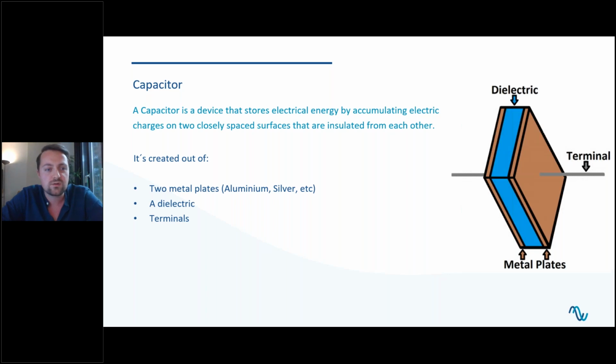The capacitor is made, as I said, of two metal plates of conductive material. They can be aluminium, silver, or whatever conductive material. The most used one is aluminium. These two metal plates are divided by a dielectric that is usually paper, glass, or ceramic material. And lastly, the capacitor will have two terminals that serve to connect it to the rest of the circuit.